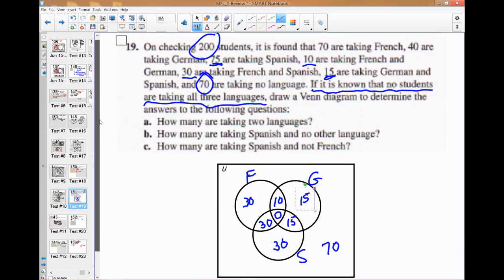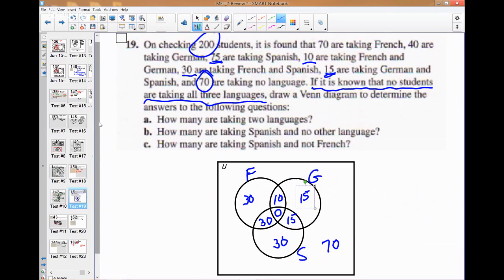Does everybody see how I filled out the chart? How many are taking 2 languages? Well, here's one that's these 10 are, these 30 are, and these 15 are, right? Those are the 3 that are taking 2 languages. What's the sum of those 3? 40 plus 15 is 55. How many are taking Spanish and nothing else? Well, that'd be this guy, 30.